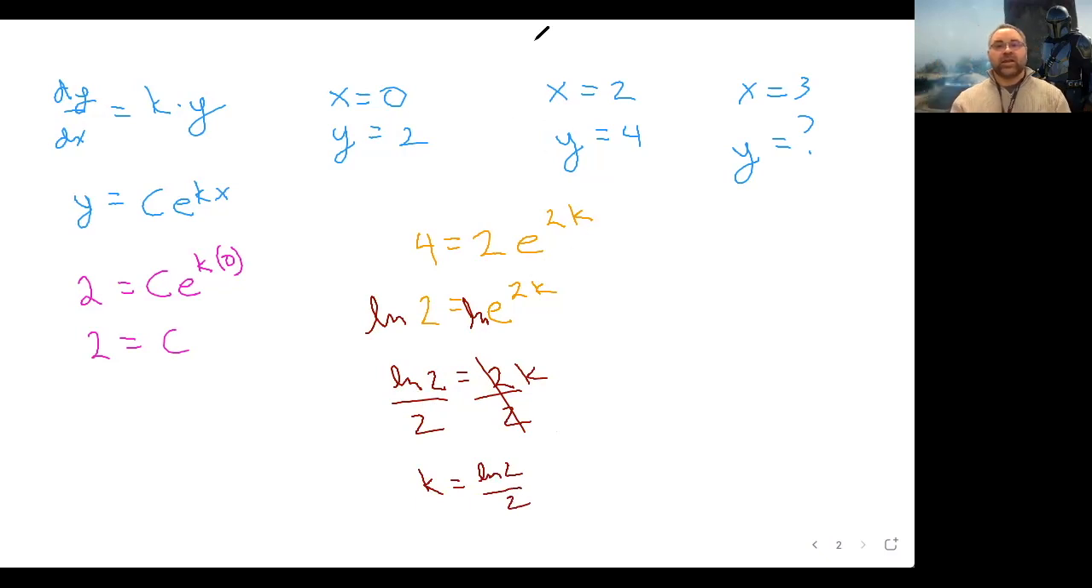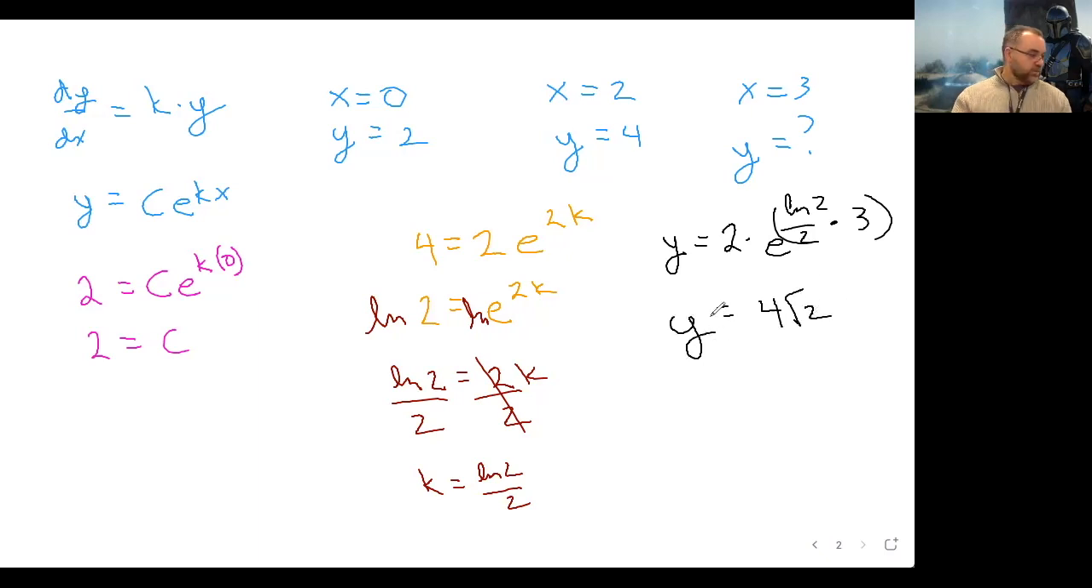I'm just going to come back and answer my final question: what is y when x is 3? Well, I know it's going to be 2 times e to the k, natural log of 2 over 2, times 3. And that again is some decimal number, which is where you would go to a calculator and enter 2 times e to the natural log of 2 over 2 times 3. My final answer here is 4 times the square root of 2. All right.